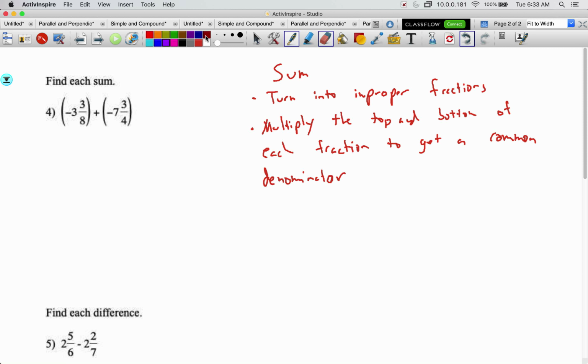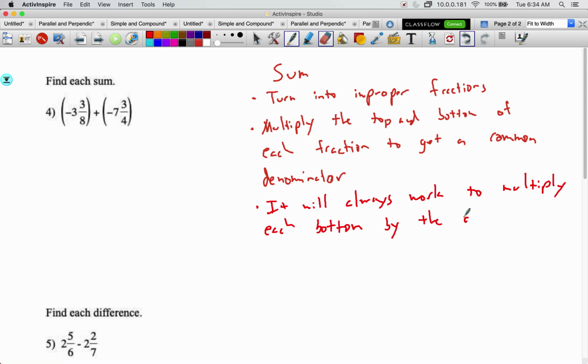All right, one thing that will always work, let's write this. It will always work to multiply each bottom by the other bottom. That will always give you a common denominator. It might not always be the least common denominator, but it'll always give you a common denominator. All right, so let's take a look at problem number 4.